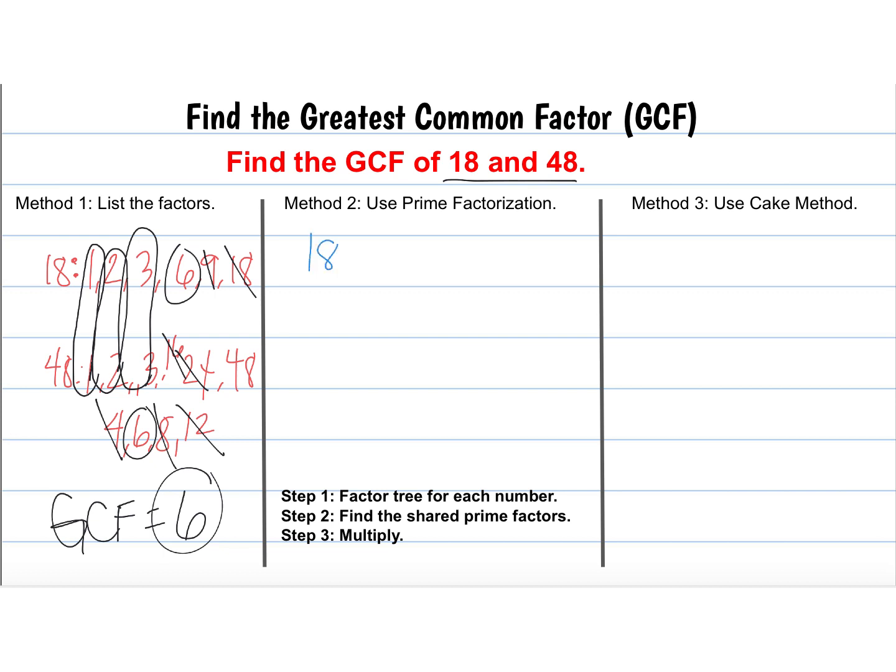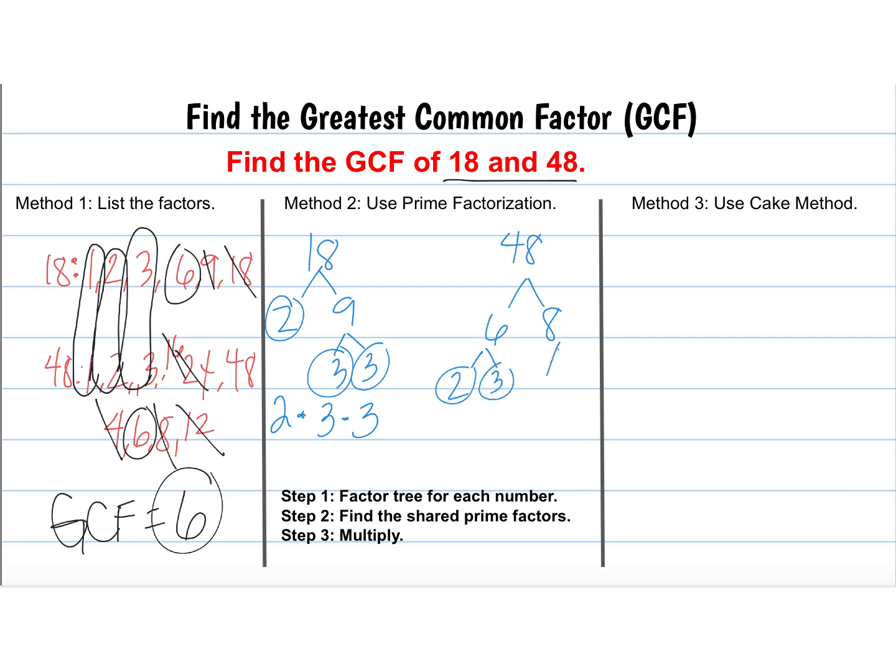So I'm going to take 18 and 48, and I'm going to factor them out with the primes. So 2 and 9, and then 3 and 3, these are all prime. So 2 times 3 times 3. And then I have, let's do 6 and 8, 2 and 3, and then we have 2 and 4, that's prime, and then 2 and 2. So with a different color, I'm going to write it down here. 2 times 2 times 2 times 2 times 3.